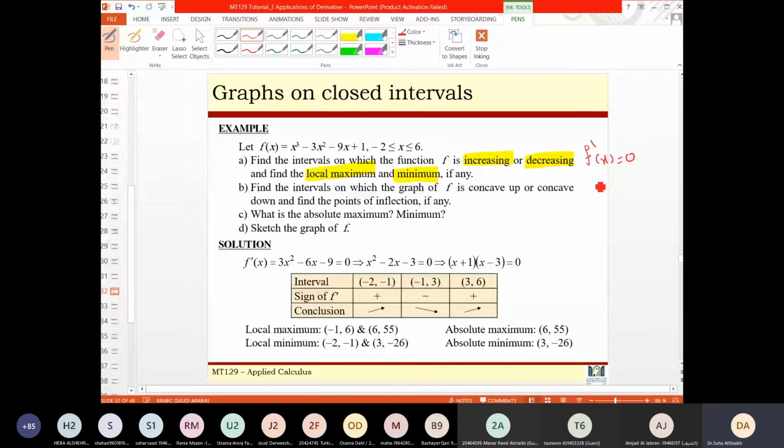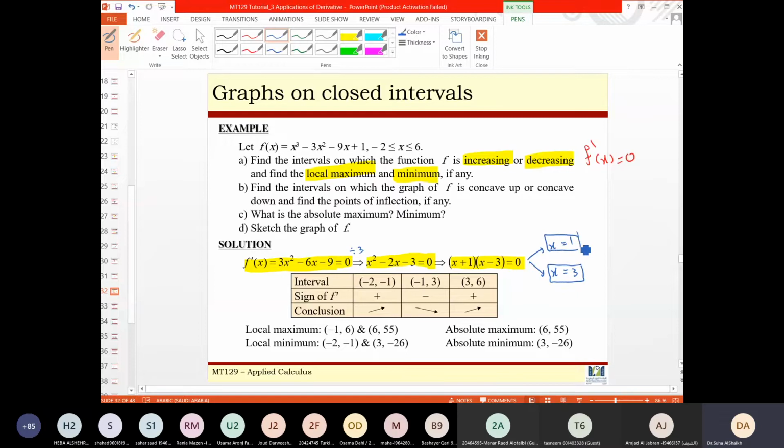Get the point, study the sign before and after to find the increasing and decreasing. Set f dash equal to 0. Simplify it by dividing by 3. I will get x squared minus 2x minus 3 equal to 0. Factorize. This will give me 2 points. The first point, x equal to minus 1. The second point is x equal to 3.